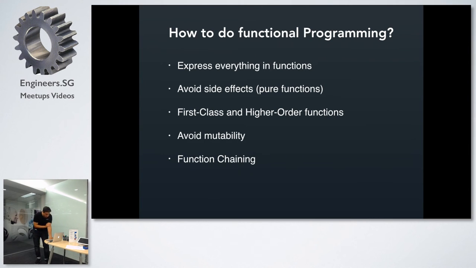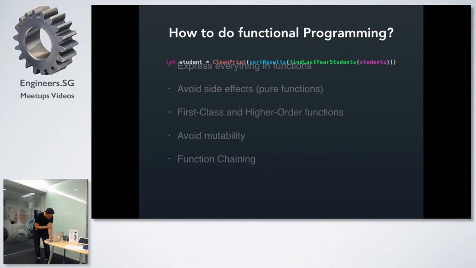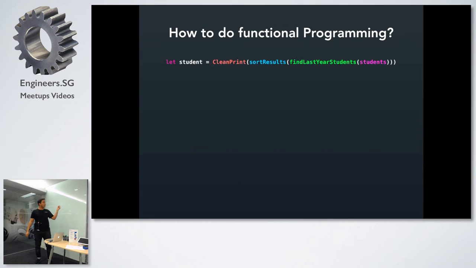And the last method of functional programming, which is also a very important method, is called functional chaining. Imagine you have a function that is taking students as a parameter, and you want to find the last year students, and then from there you call the sort results, and then from there you want to call the clean printing function, which would be the final result.